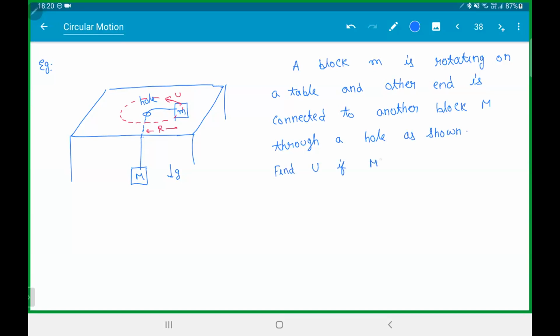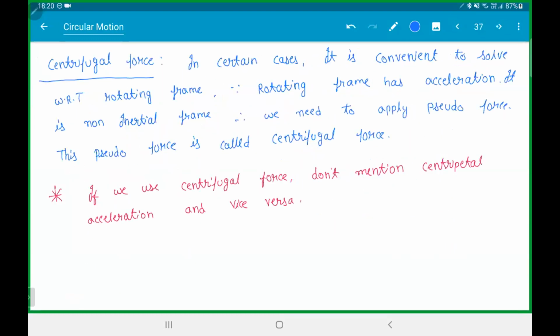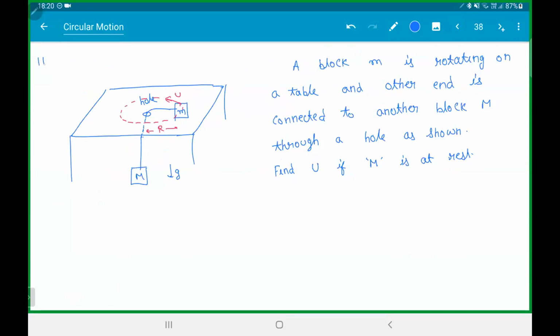Find u if capital M is at rest. I can take just this question. Now, let me show you one. Let us see in both the ways. You'll understand exactly what is happening. But I hope the question is clear.